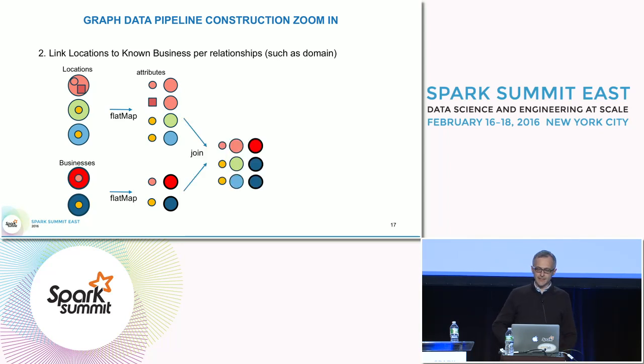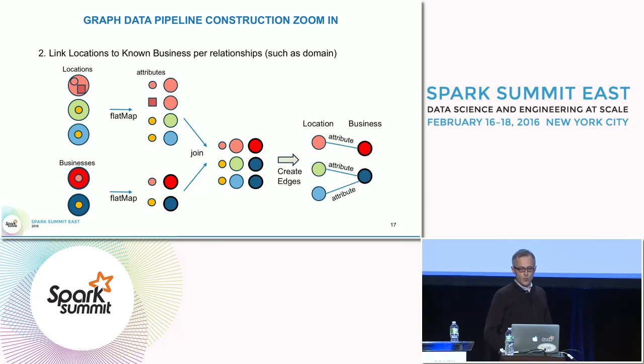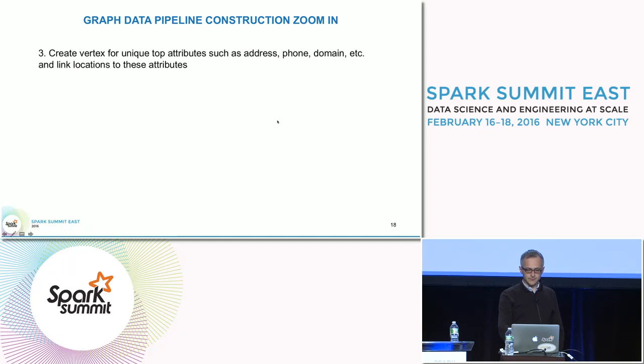We then join based on key attributes. This yields 3 key value pairs representing the relationship we mentioned before. The pink location is linked to the red business, the green location is linked to the dark blue business, and the blue location is also linked to the dark blue business. We can then create edges between locations and businesses based on the attribute relationships. And as an output, we get the pink location linked to the red business and both the green and blue locations linked to the dark blue business.